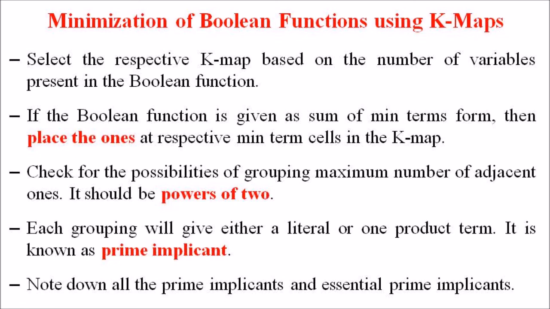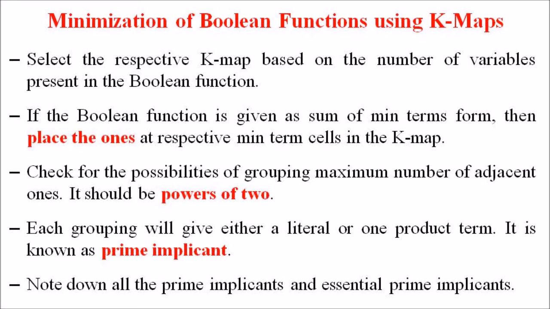Following are the rules of simplifying KMap in order to get the standard SOP form. First, select the respective KMap based upon the number of variables present in the Boolean function. Secondly, if the Boolean function is given in sum of minterm form, then place the 1 at the respective minterm cell in the KMap. And if the Boolean function is given in sum of product form, then place the 1 in all possible cells of the KMap for which the given product terms are valid.